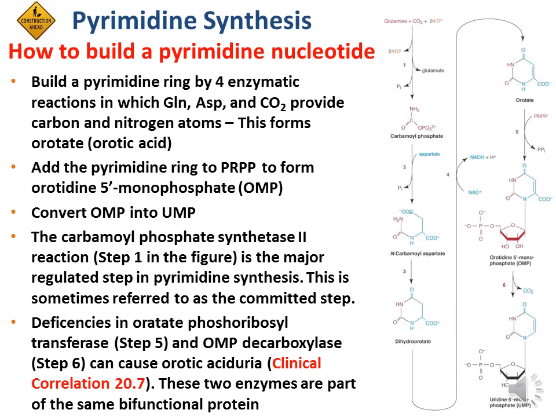Next, OMP is converted into UMP. Step 1 in the figure shows the carbamoyl phosphate synthetase 2 reaction. This is the major regulated step in pyrimidine synthesis. It is also sometimes referred to as the committed step. Deficiencies in orotate phosphoribosyl transferase and/or OMP decarboxylase can cause orotic aciduria. This is described in Clinical Correlation 20.7.